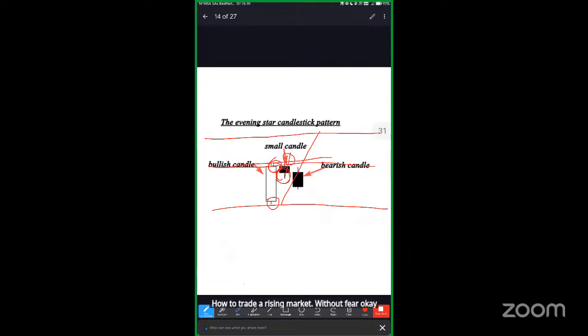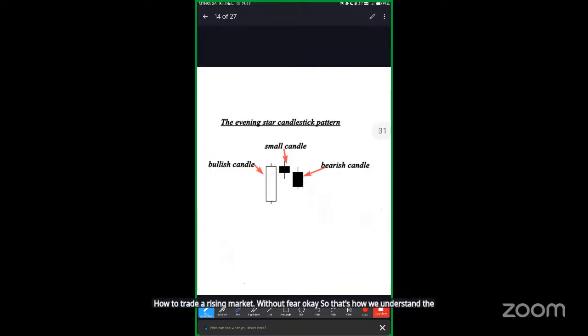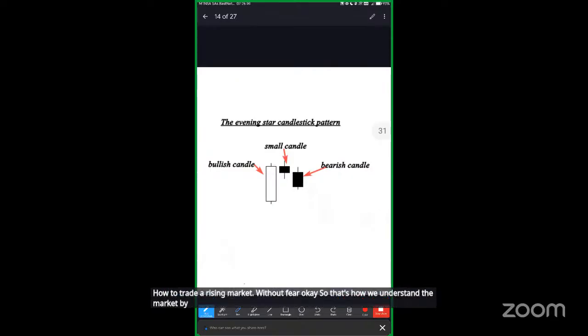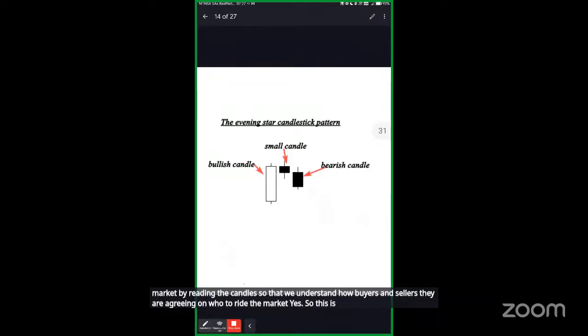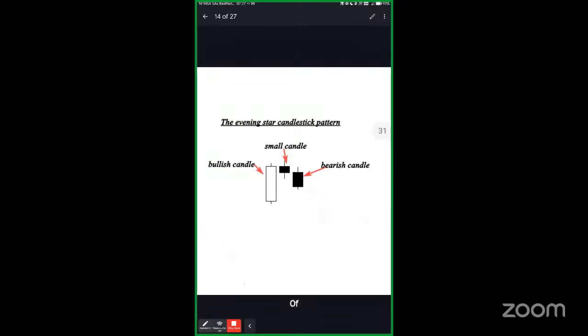So that's how we understand the market, by reading the candles, so that we understand how buyers and sellers are agreeing on who is to ride the market. Yes, so this is the opposite version of the morning star.